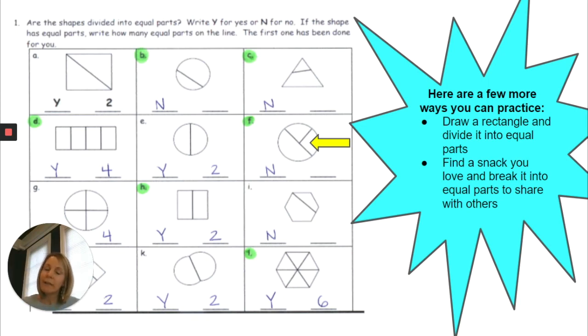You can also find a snack that you love at home and break it into equal parts to share with others. Now, maybe you want a lot of it, so you only want to break it into 2 equal parts, but maybe there's several people at your house that would like some of your cookie or your graham cracker or whatever you find, and you have to break it into 4 equal parts. Either way, try to do some practice at home of looking at a whole and breaking it into equal parts.